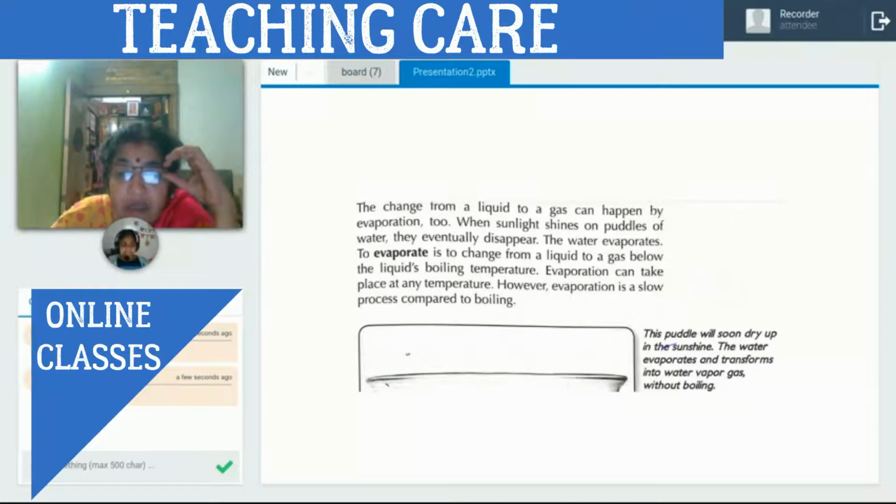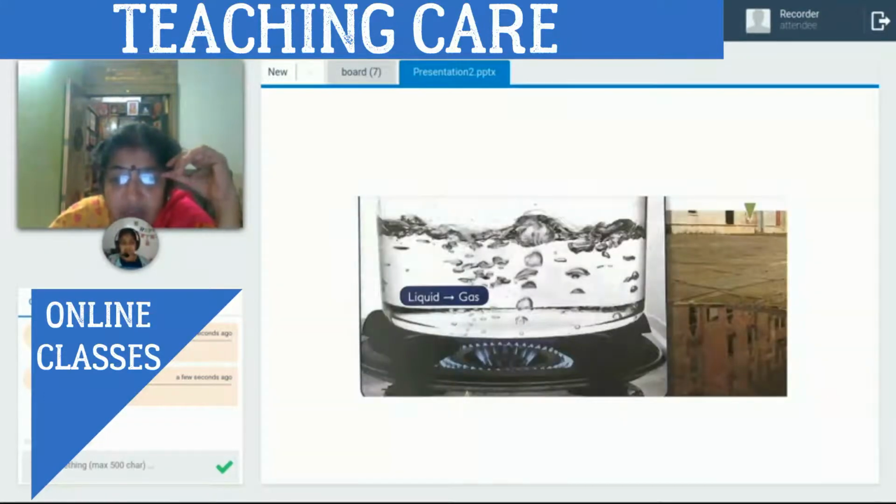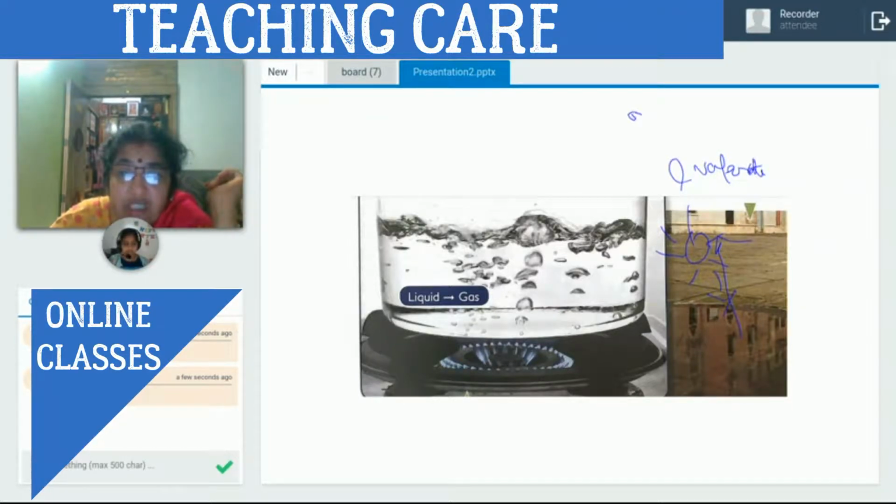Have you ever noticed that the puddle will soon dry up in the sunshine? Have you ever noticed that? This is a small puddle. This small water was there on the floor because of the rain. This is rainwater. After some time, when the sun shines over this, because of the heat of the sun, this liquid water will evaporate and it will change into water vapor.